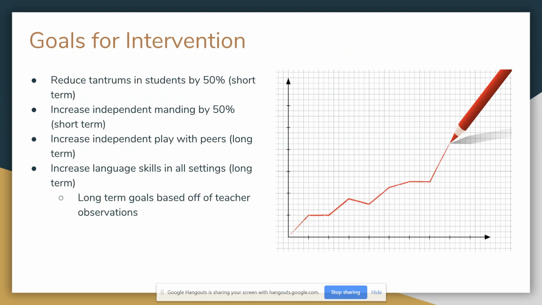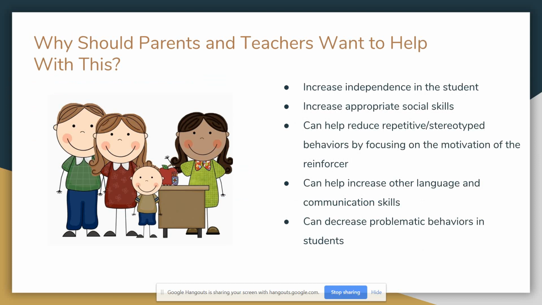The goals for this intervention are to reduce tantrums in students by 50%, increase independent manding by 50%, increase independent play with peers, and to increase language skills in all settings. Parents and teachers should want to help with this intervention because it can increase independence. Appropriate social skills can help reduce repetitive behaviors, increase other language skills and communication, and can decrease problematic behaviors in the students.